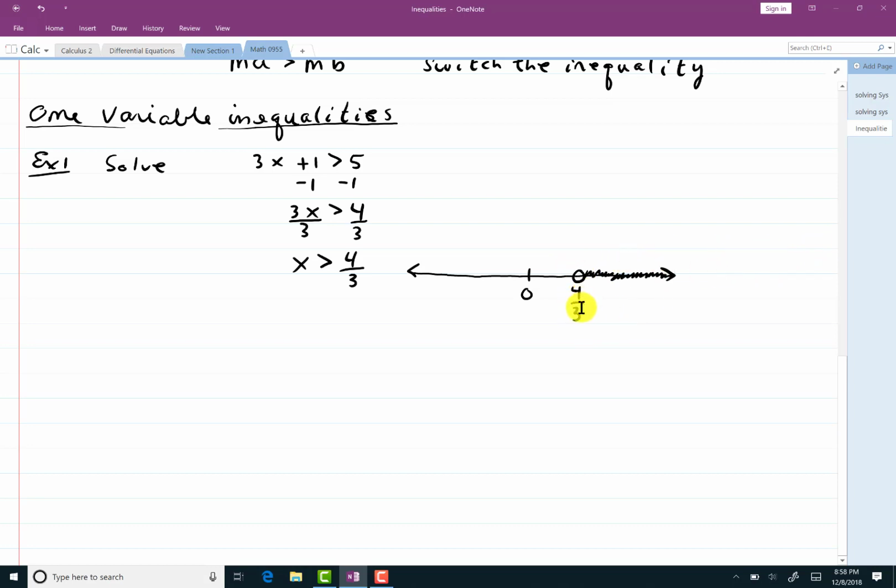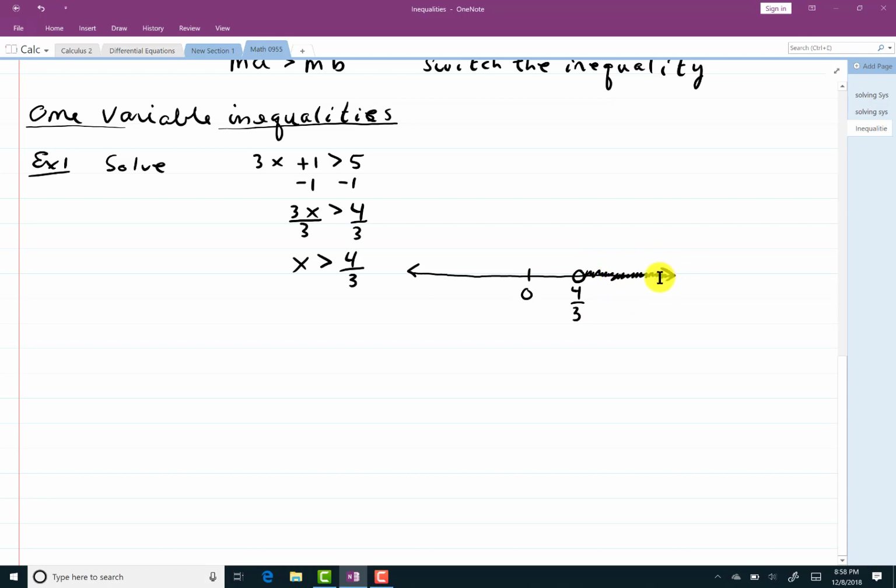And so what we have here is this little hole means that x is greater than 4/3. So 4/3 is not part of my answer. But if I take any number out here, it is a solution. Just as an example, just pick x equal to 5.